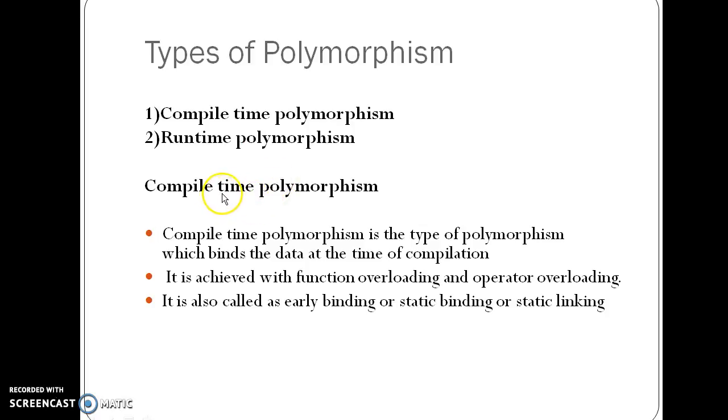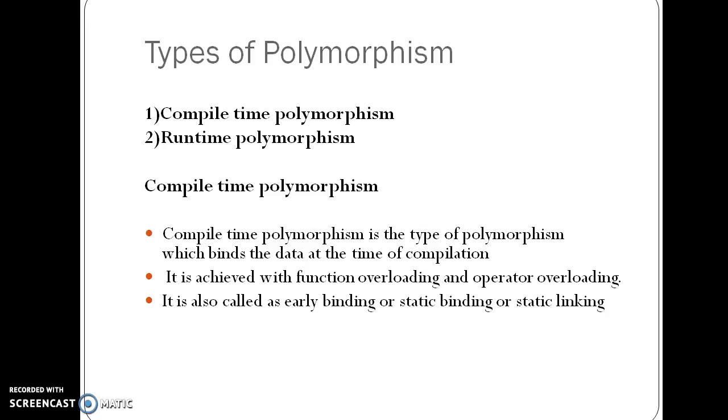First type is compile time polymorphism. Compile time polymorphism is the type of polymorphism which binds the data at the time of compilation process itself. It means before execution we compile the program. At the time of compilation process itself, data and functions related to that particular entity are bound together. So it is called compile time polymorphism.